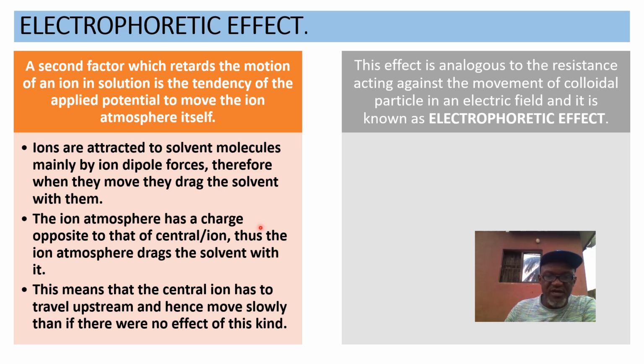The ion atmosphere has a charge opposite to that of the central ion. So if you have something like Cu2+ ion, which is positive, in an aqueous solution, then it will be attracting OH- ions from the water molecules. This means that the central ion has to travel upstream and hence move more slowly than if there were no effect of this kind. And this effect is what we call the electrophoretic effect.